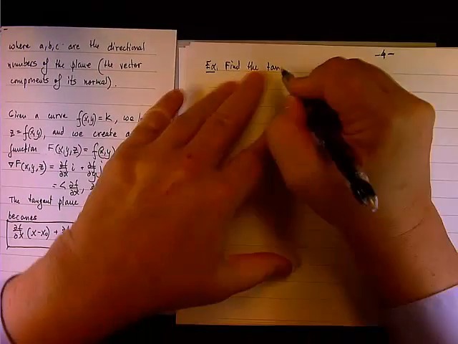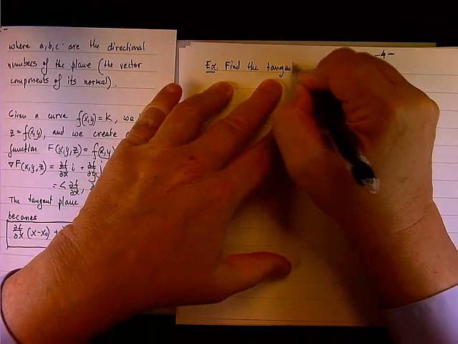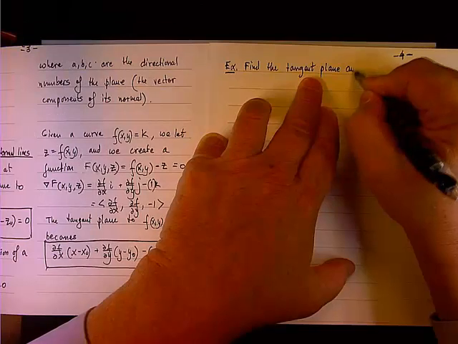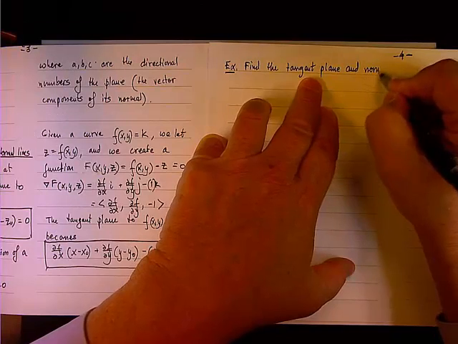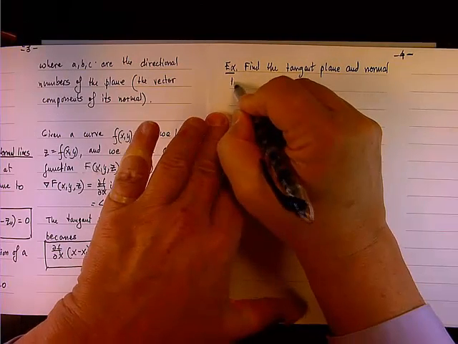So find the tangent plane and normal line. Bothers me. Anybody still working on this page?